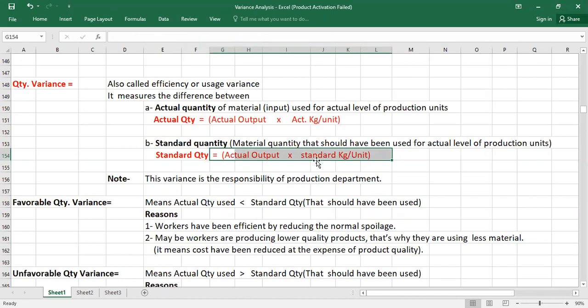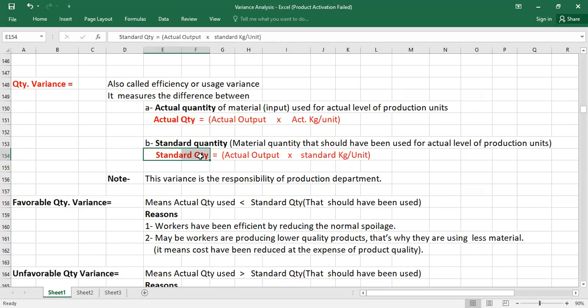Look at the difference. Under the actual quantity, we take the actual output multiplied by actual kg per unit. But when we calculate the standard quantity, we take the actual output multiplied by standard kg per unit. So this is the main difference when we calculate the actual quantity or the standard quantity. Don't make a mistake here, please don't forget.